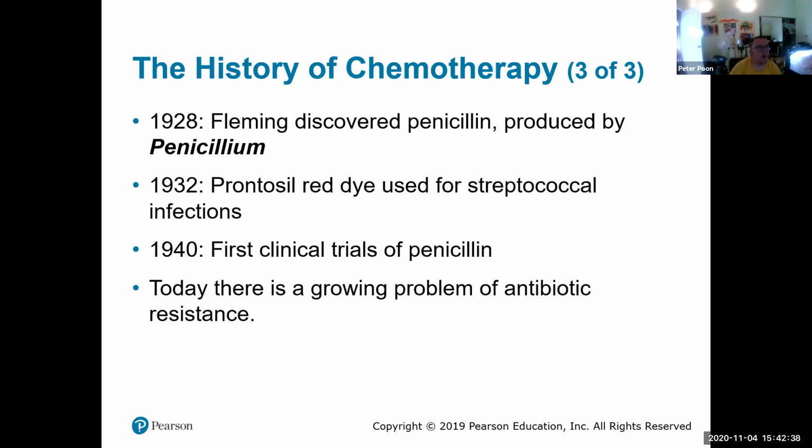So Alexander Fleming, in addition to discovering penicillin, 1932, this protozoal red dye used for streptococcal infections, 1940, first trials of penicillin. But in about 3 years, we went from having penicillin to having antibiotic resistance to penicillin. And if anything, the antibiotic resistance is going faster and faster and faster.